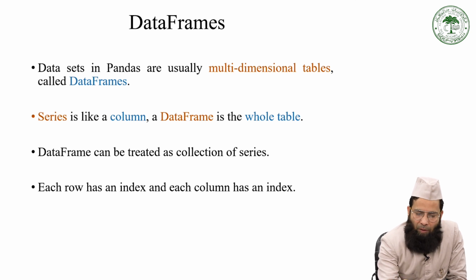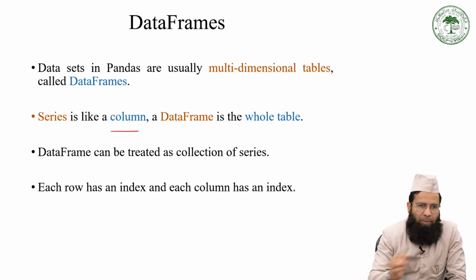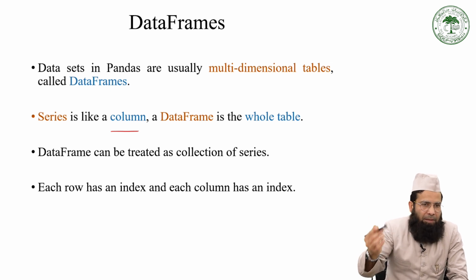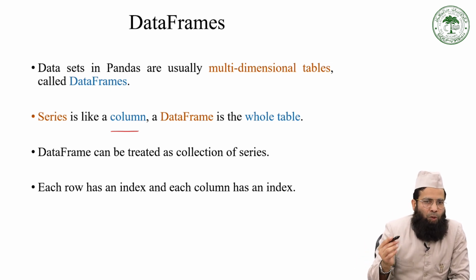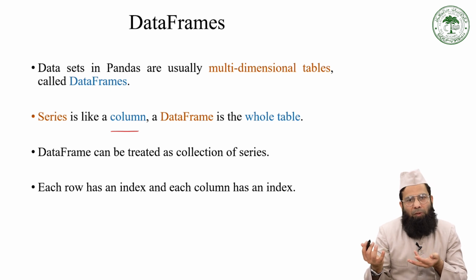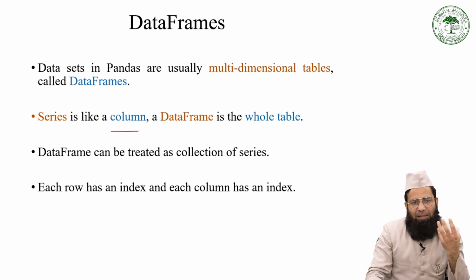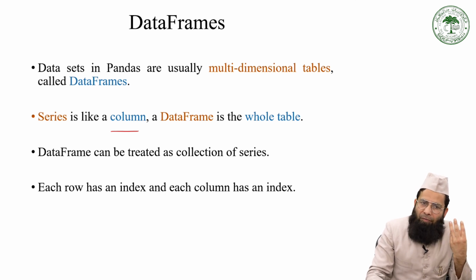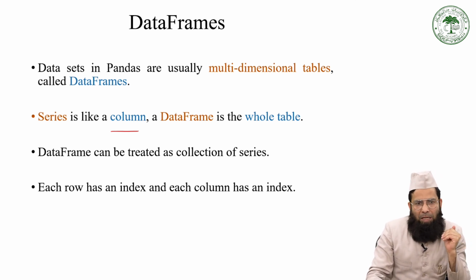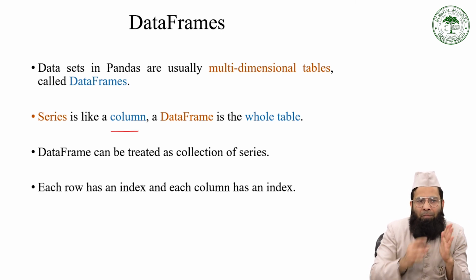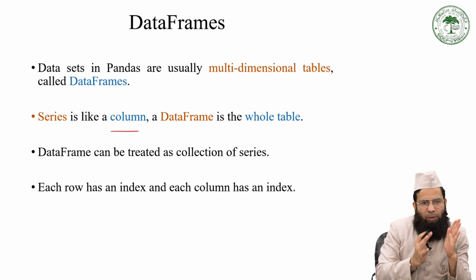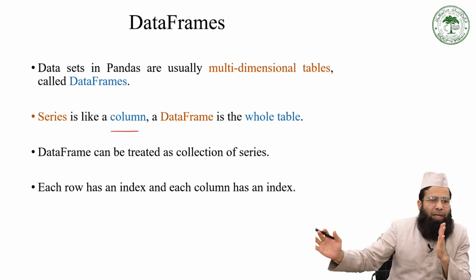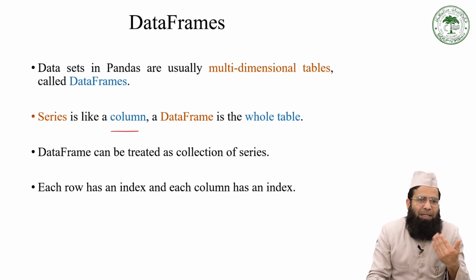So series is like a column, while data frame is the whole table, right? So the data set is actually a whole table. We want to read the data set, and that data set would be read in the form of a data frame object. Data frame can be treated as a collection of series, obviously, since the data frame has multiple columns. Each row has an index and each column has an index.